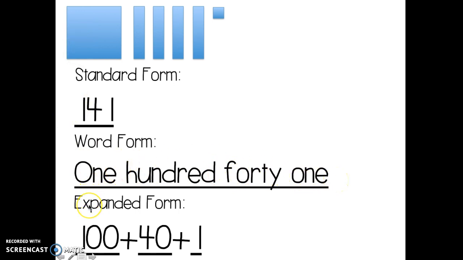Now expanded form, remember, we're stretching it out and we're talking about the values of each of those. So the value of one of those squares, remember, was 100. The value of 4 tens is 40. The value of one unit block is 1.